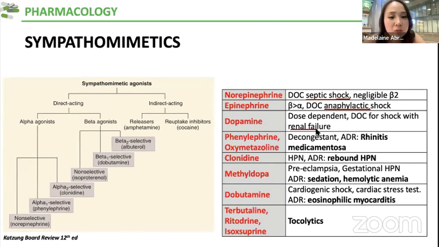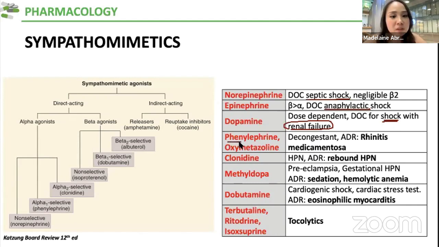Dopamine, ang tandaan nyo, is renal failure. Drug of choice for shock, any type of shock with renal failure. Why? Your dopamine increases your RBF, also known as your renal blood flow. Okay, isa sa effects ng dopamine yun. It increases your renal blood flow.